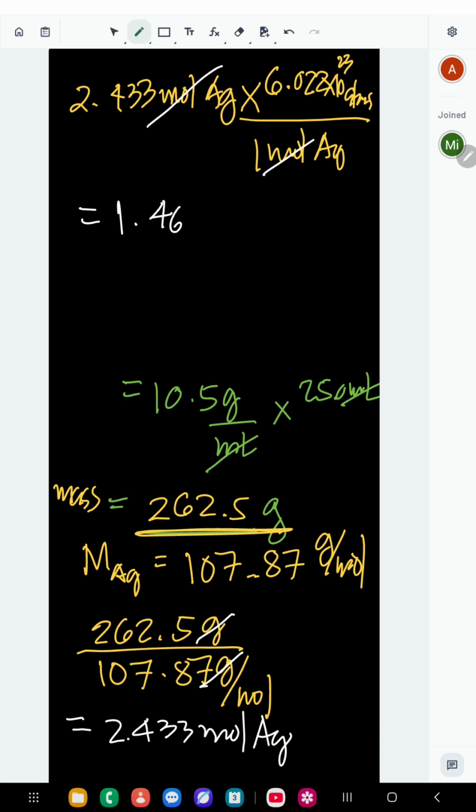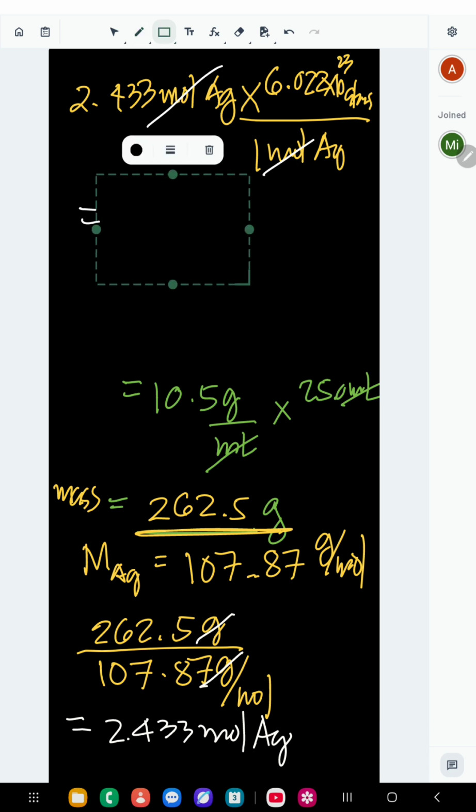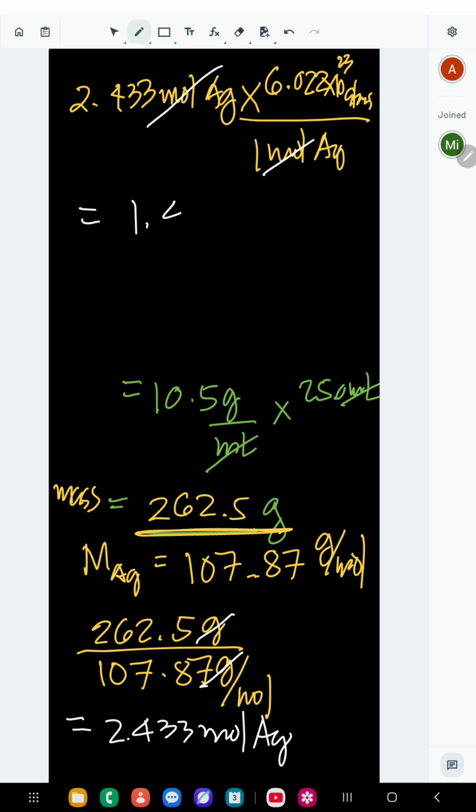Okay, 1.466. Okay, 1.4654. So 1.465. Maybe we'll just say 1.47 times 10 to the 24th atoms silver. So a 25 milliliter sample of silver contains about 1.47 times 10 to the 24 atoms. Okay, no questions in that?